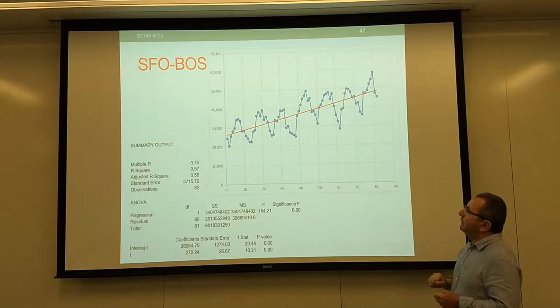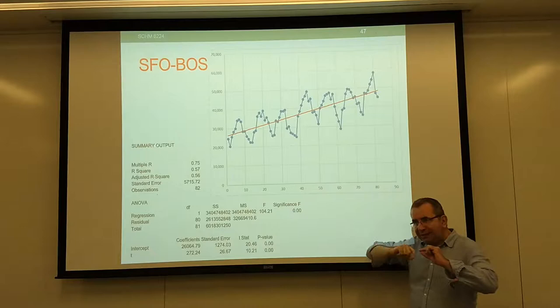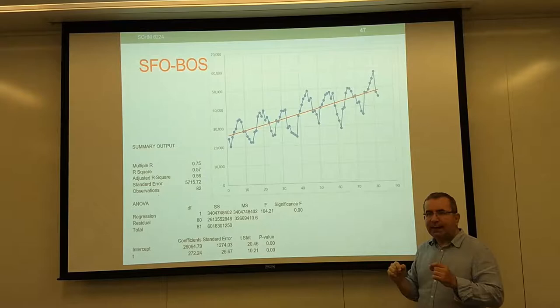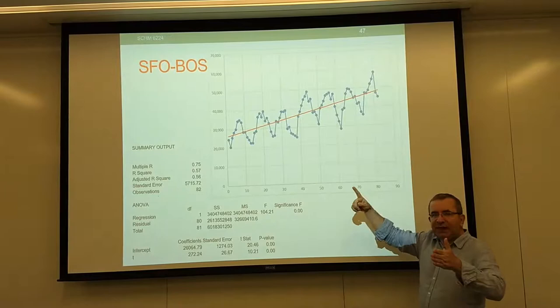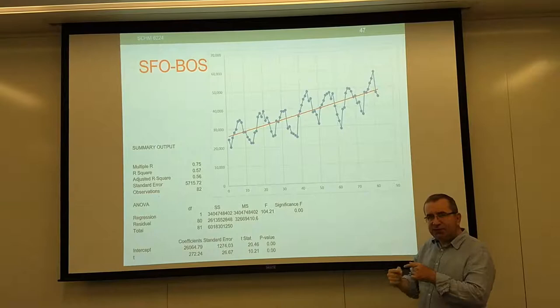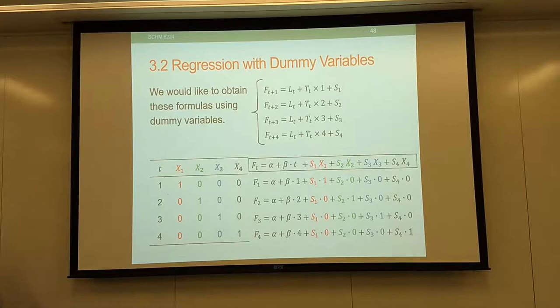But how can we add the seasonality around the regression line? To add seasonality around the regression line, we're gonna add a dummy variable for each period, okay? So the seasonality here is annual. There's an annual pattern, and the pattern repeats itself every 12 months, okay? So the idea is we're gonna have 12 dummy variables representing each period in a year, which repeats itself. How is this going to work?